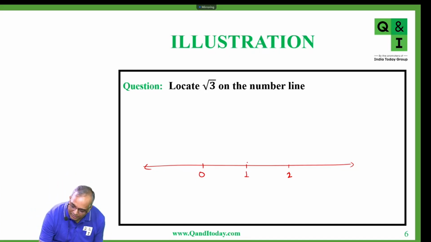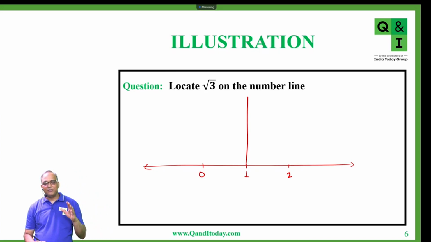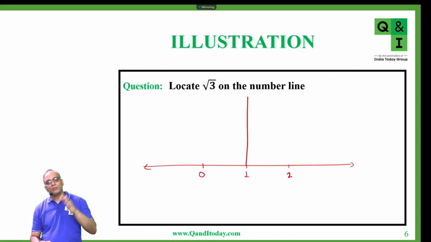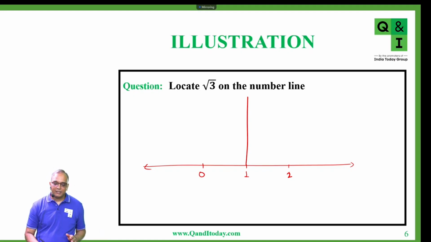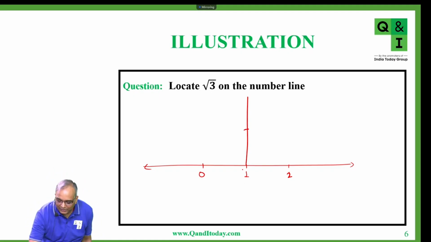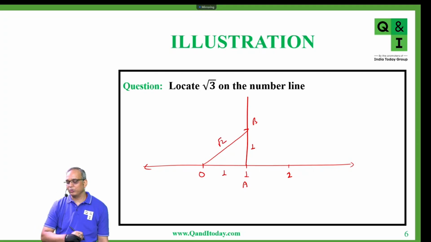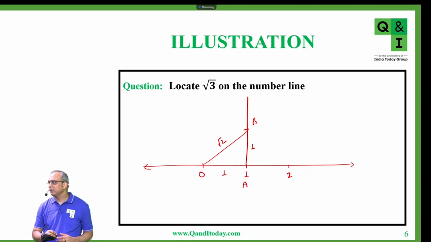Let us draw a perpendicular here at 1. So here again we'll plot root 2 first, and then from that we are going to plot root 3. So we will take 1 unit on the perpendicular line as well. So let's say this is point A, this is point B. We'll join OB. So this is your 1 unit, this is your 1 unit. This will become root 2 units. I'll not prove it now.